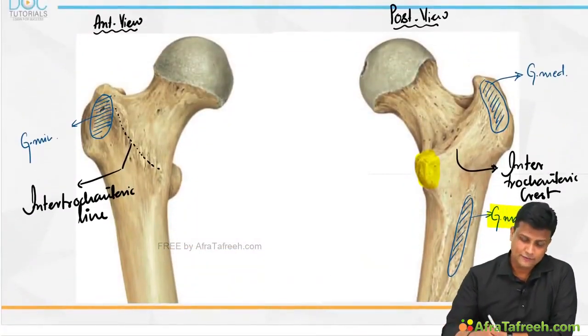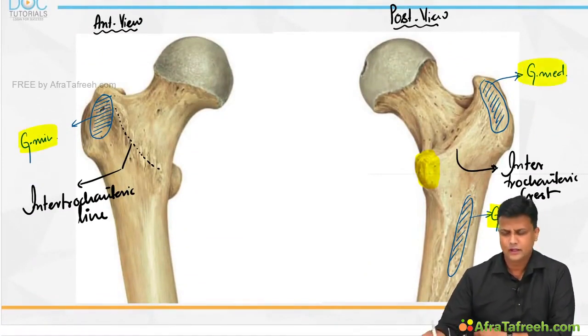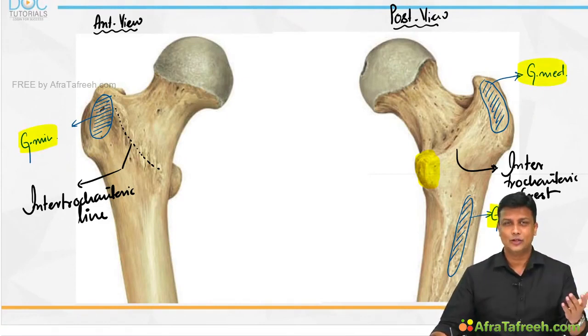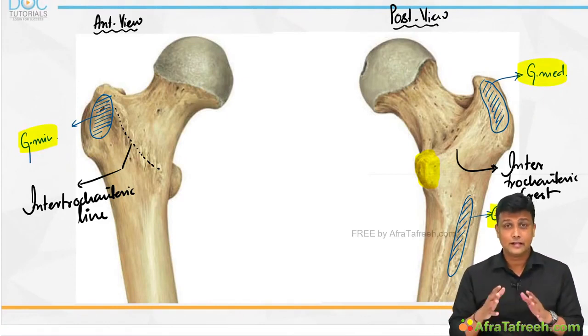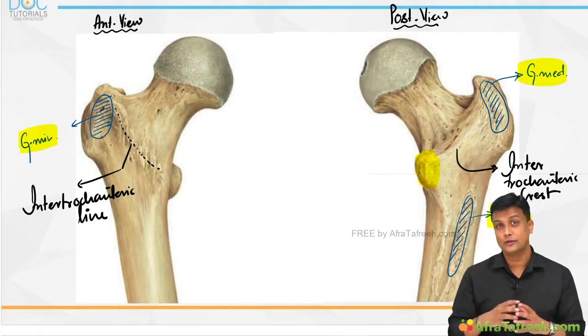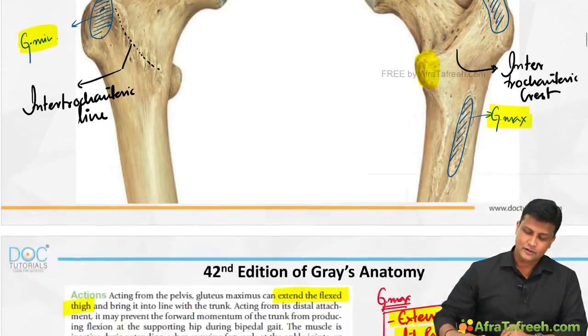Number two, then what is the function of these two, guys? Gluteus minimus and gluteus medius. I think you people are experts in that one. These two muscles will be helping in abduction at the hip joint. Hope you remember the correlation of this with the Trendelenburg sign. So that is helping in abduction.